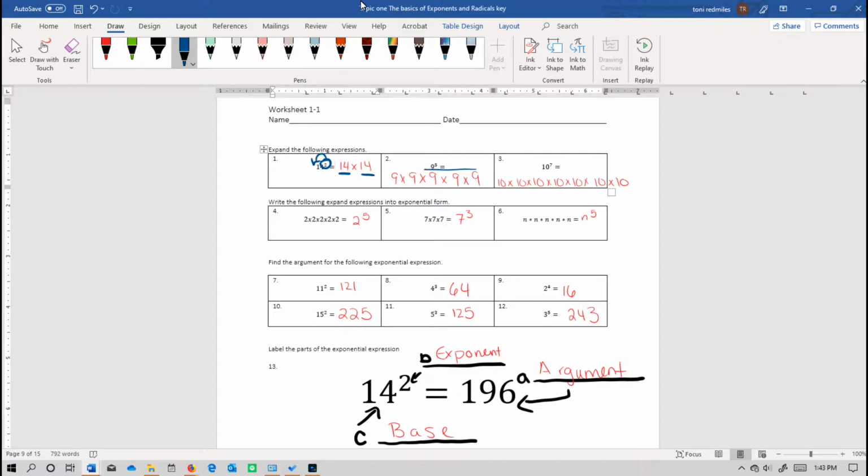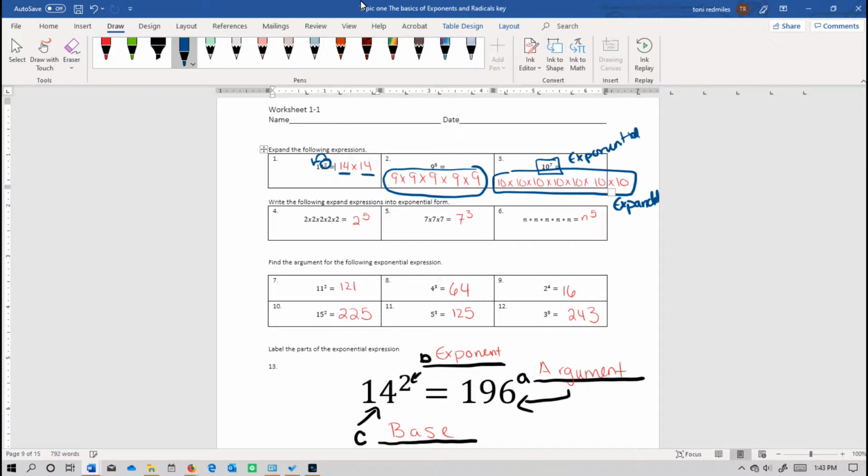This is the actual answer. You don't have to actually do the math. This one, it tells me to multiply 10 7 times. So this would be the expanded form. This is expanded. And this form right here is exponential.